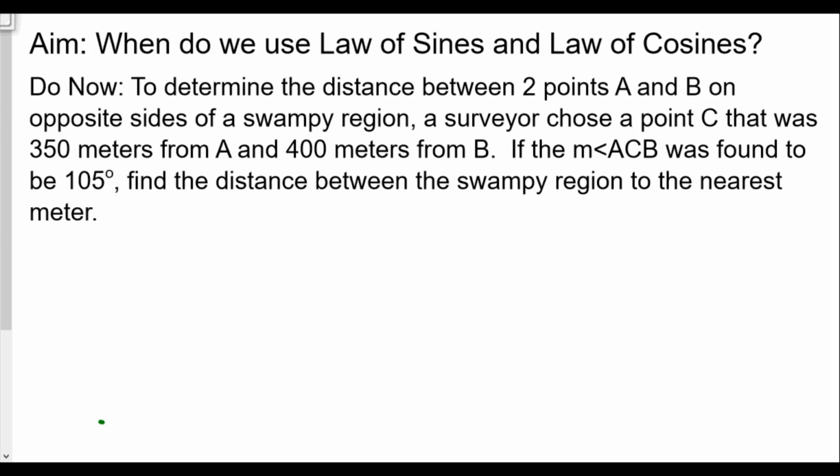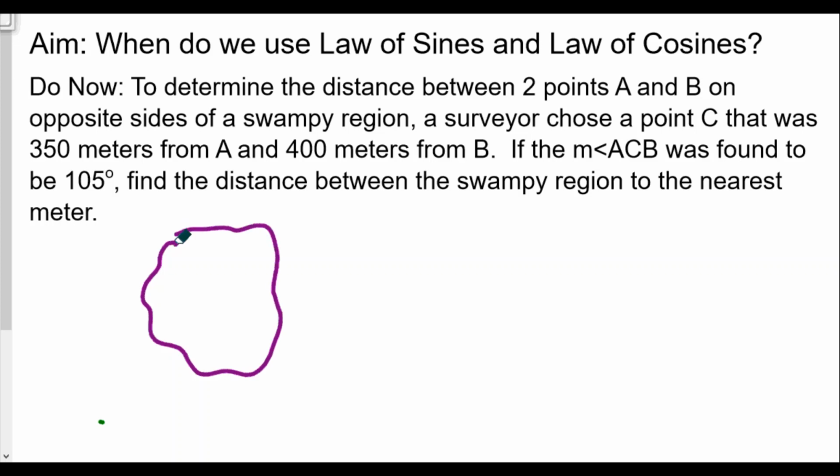To determine distance between 2 points A and B on opposite sides of a swampy region, a surveyor must choose a point C that is 350 meters from A and 400 meters from B. If the measuring angle ACB was found to be 105 degrees, find distance between the swampy region to the nearest meter. Right, so, okay, so let's pretend this is our swampy region.